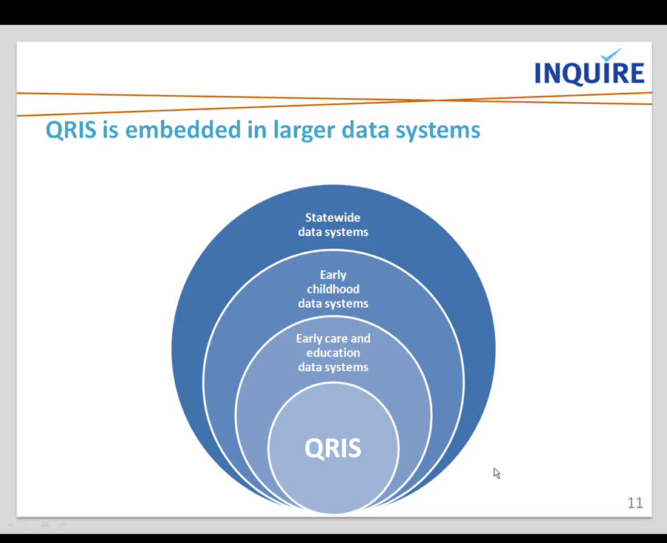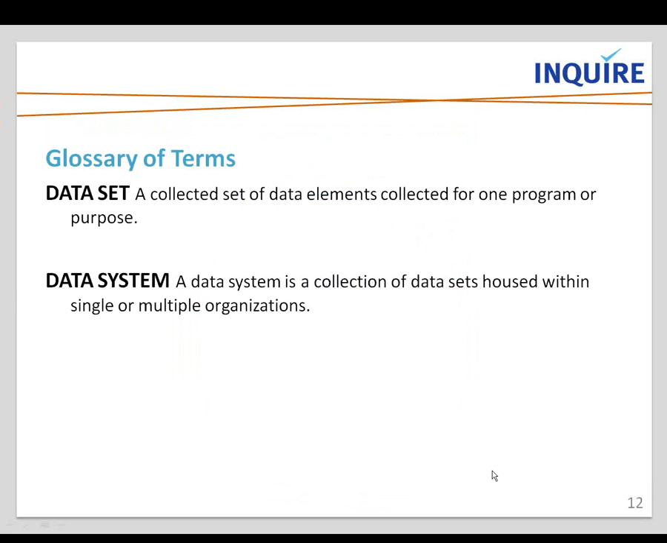So before we get into the specifics about QRIS data governance, on these next two slides, we have some terms that you might be hearing some of our presenters use, and this will give you an idea of what we're talking about when you hear these terms. So a data set is a collected set of data elements that are collected for one program or one purpose. An example of a data set might be a child care licensing data set that's housed within a Department of Human Services, and that would typically be considered one standalone data set and would be made up of multiple data elements.